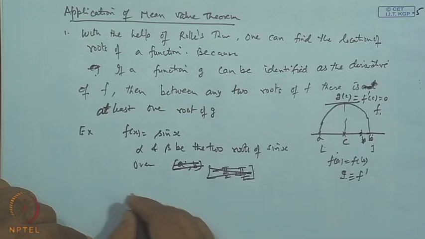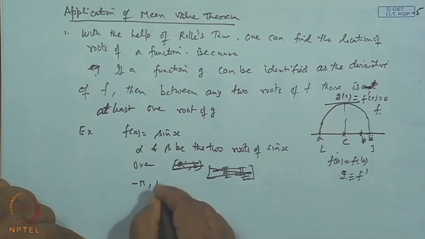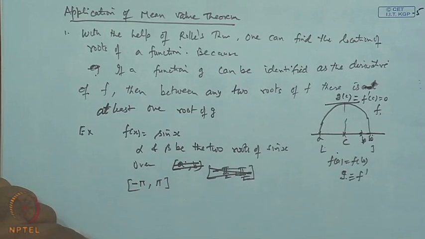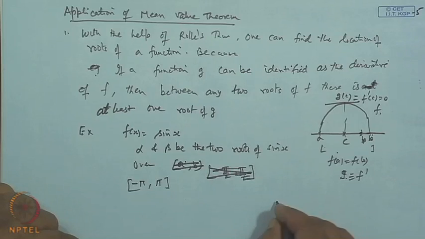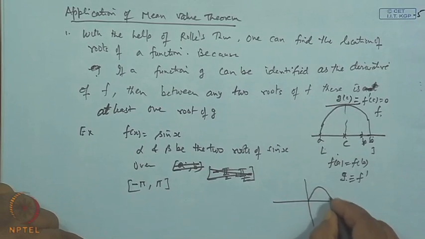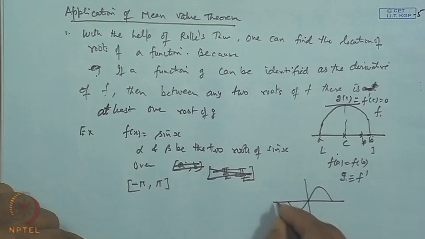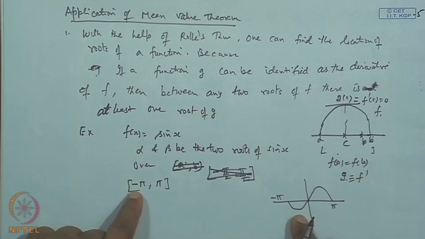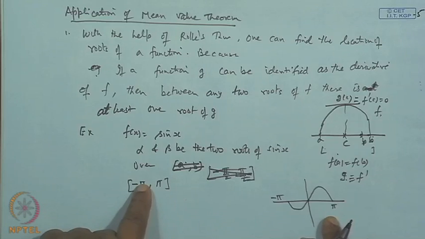Let us take the interval minus pi to pi. Let us take this interval. Okay. So, this is the function sin, sin 0 is 0, sin pi, then minus pi, so pi. So, the function f is continuous and differentiable over this interval.